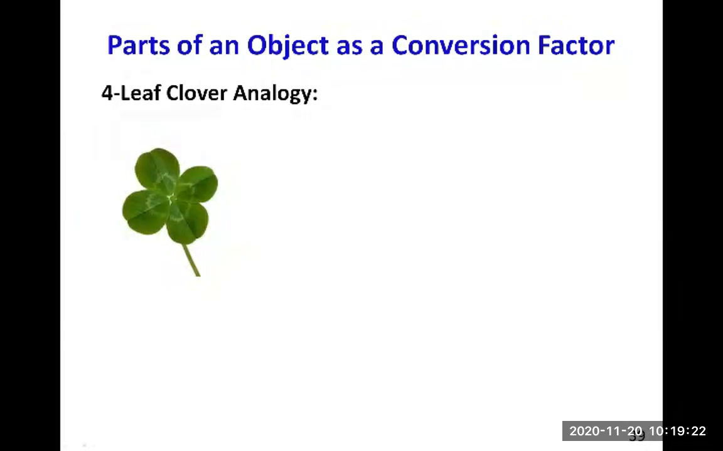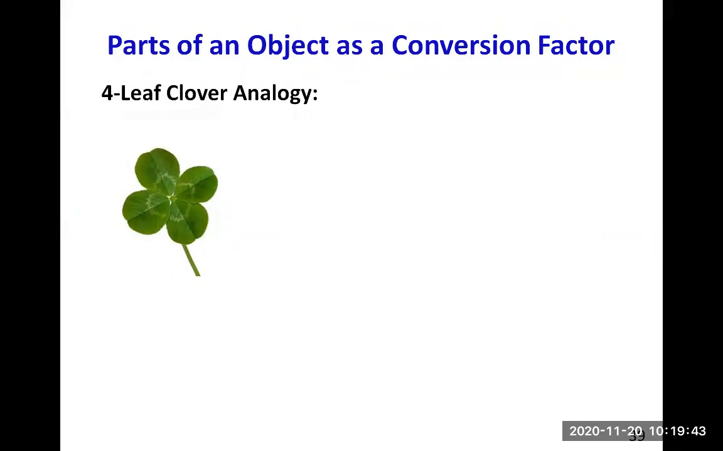Captions in English, please. So this is the 5th video on chapter 8, and it will be about chemical formulas as conversion factors. To help you understand how we can use chemical formulas as conversion factors, we will go through the four-leaf clover analogy.